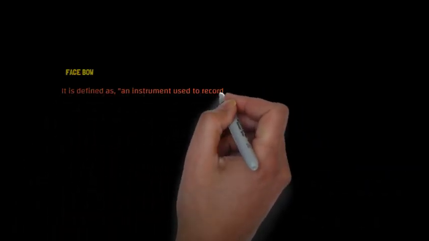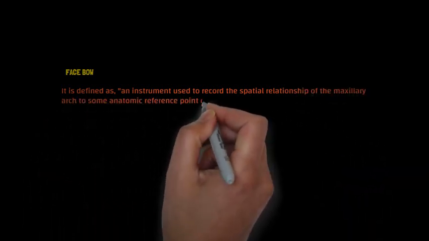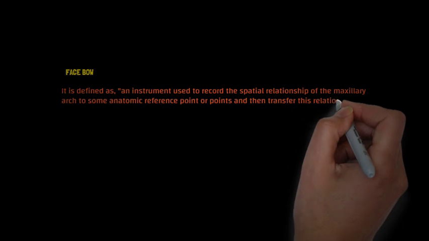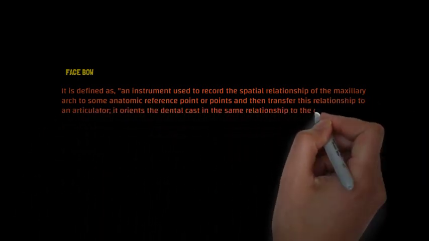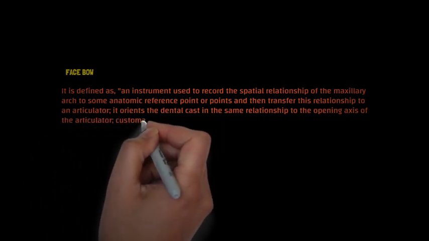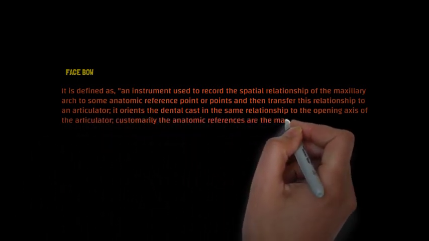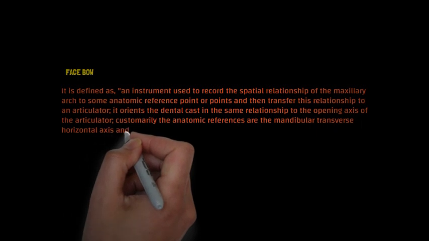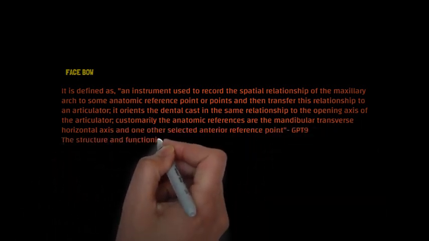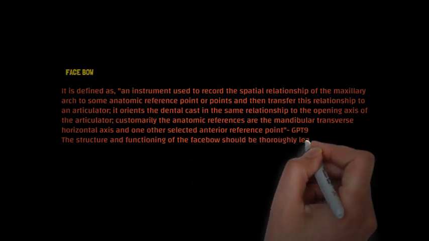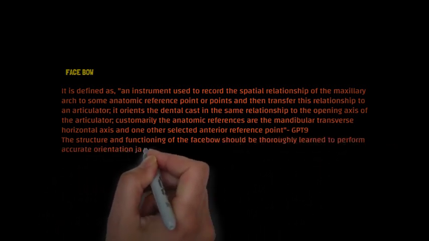Face bow. It is defined as an instrument used to record the spatial relationship of the maxillary arch to some anatomic reference point or points and then transfer this relationship to an articulator. It orients the dental cast in the same relationship to the opening axis of the articulator. Customarily, the anatomic references are the mandibular transverse horizontal axis and one other selected anterior reference point. GPT-9: the structure and functioning of the face bow should be thoroughly learned to perform accurate orientation jaw relation.